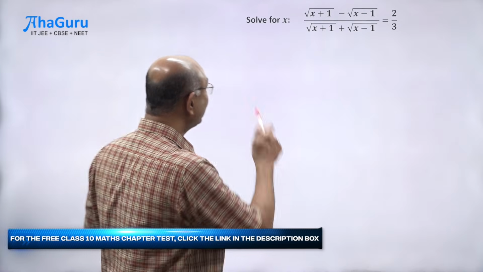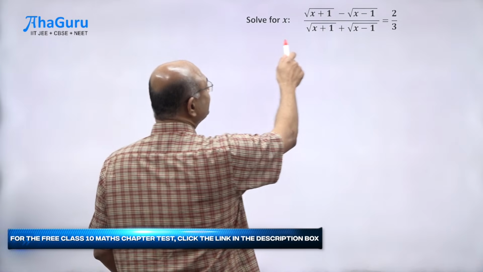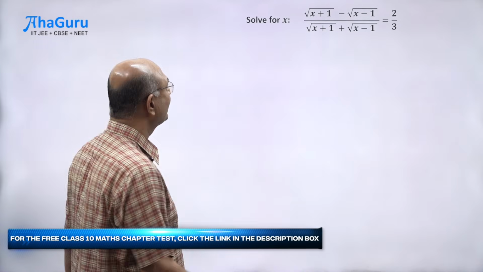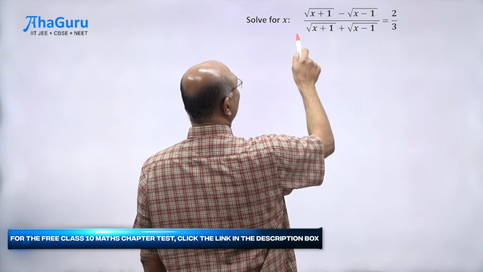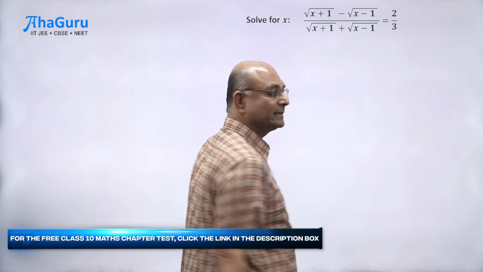Let us now see how we can use Componendo Dividendo to very easily solve a question that looks like this. Here we have (root of x plus 1 minus root of x minus 1) divided by (root of x plus 1 plus root of x minus 1) is equal to 2 by 3.